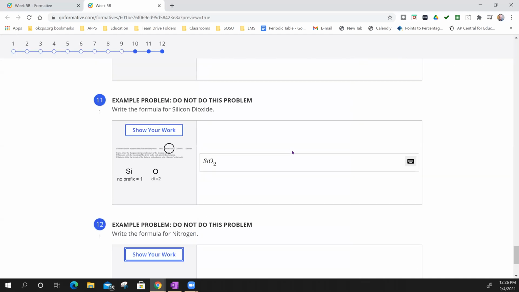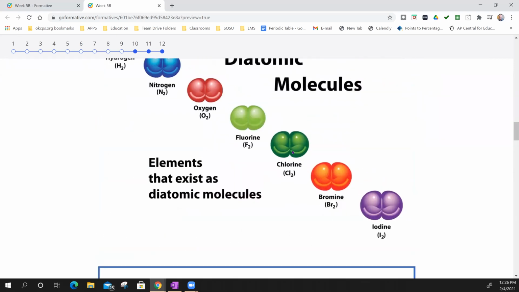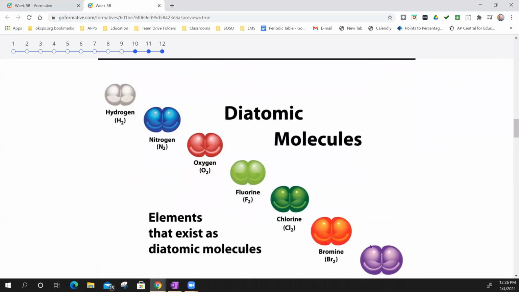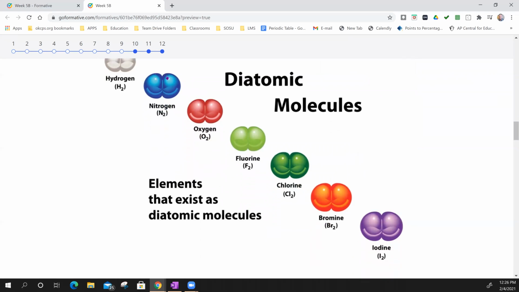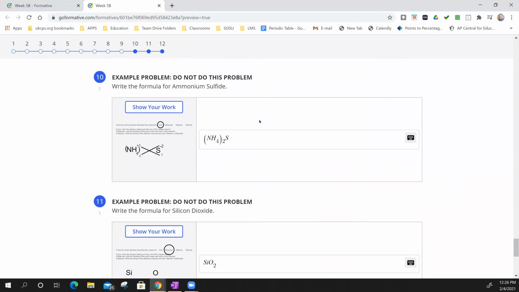So the way to check, if you're not familiar with your diatomics, is to go over to your diatomic list. If it's there, it's a diatomic. If it's not there, it's not a diatomic. And so you see nitrogen, so it is. So the formula for nitrogen is N2 because it is a diatomic. And so we will label it diatomic.